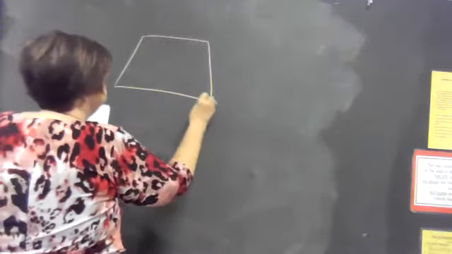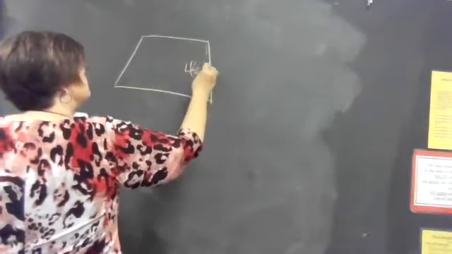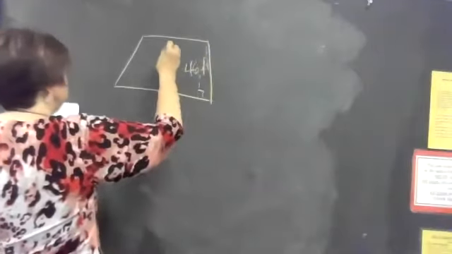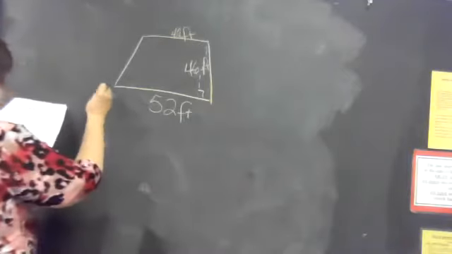Okay, here's what it looks like on page 12. And I'm going to do, let's do number 2, okay? 46 feet. This one's 42 feet. This one's 52 feet. And now we're going to go backwards.